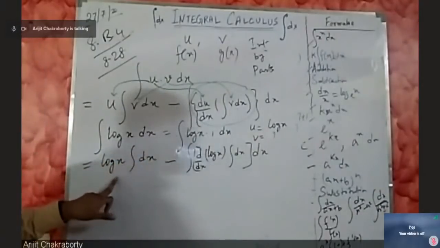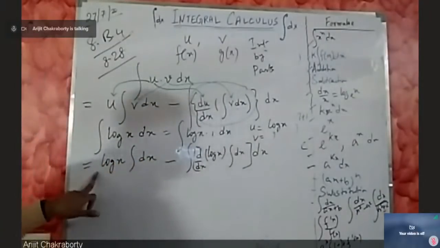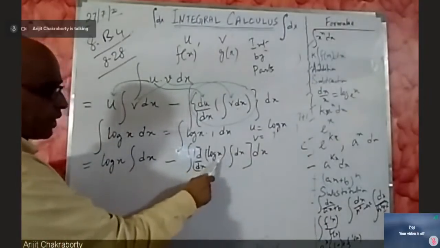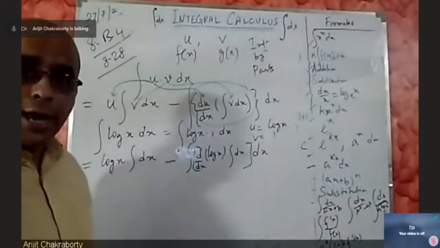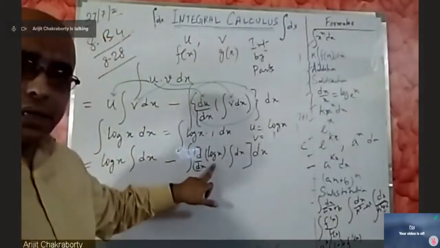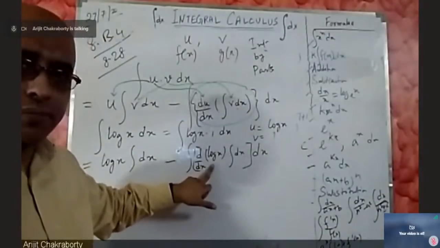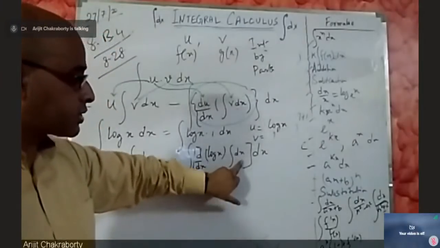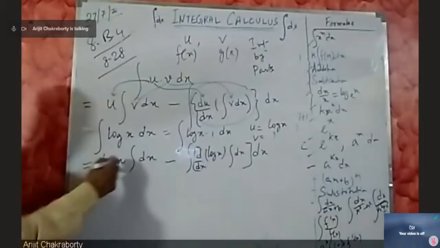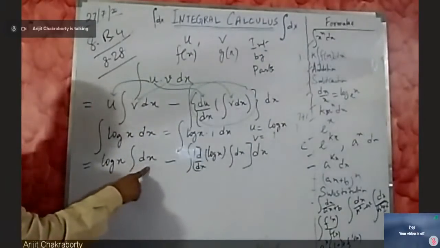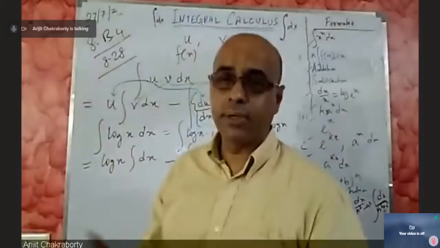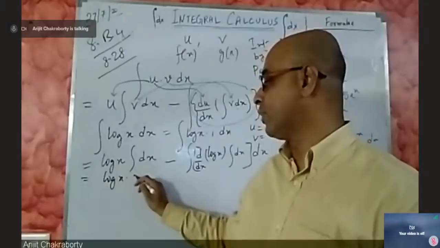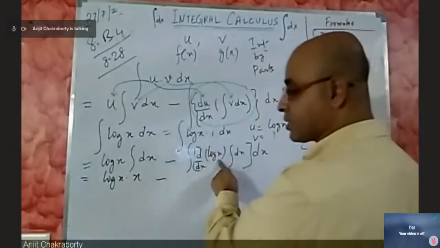I am taking log x as the first function, so log x is outside the integration, dx, minus d/dx of log x, because log x is the first function. As per integration by parts, here you have to differentiate the first function. That means you have to find the derivative of the first function, multiply it with the integral of dx, and the whole is integrated. So now it becomes log x. If you integrate only dx, the answer is x. So you have log x into x, minus d/dx of log x.